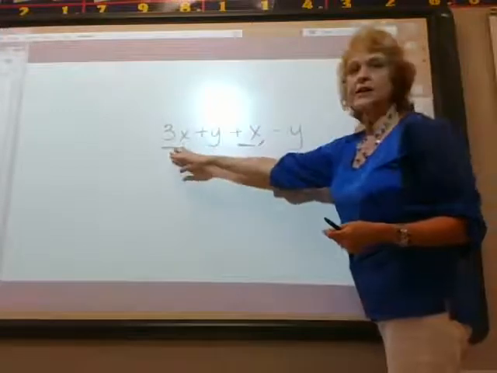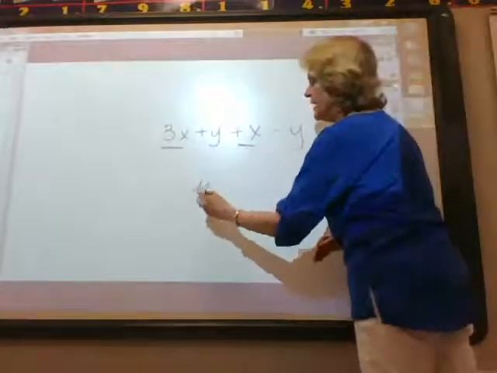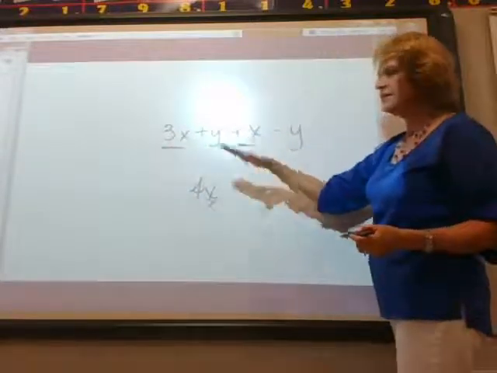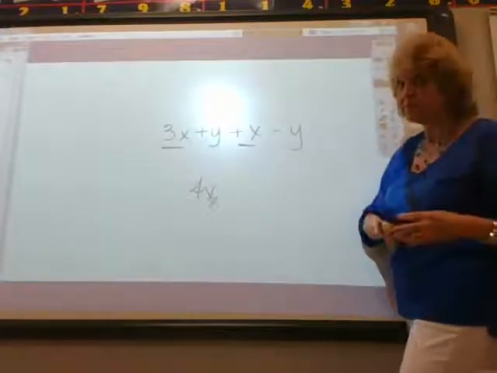So if you have 3 x's and I give you an x, how many x's do you have? 4x, right? There's an implied 1 here. So 3 plus 1 is 4x, right? 3 apples plus 1 apple is 4 apples.